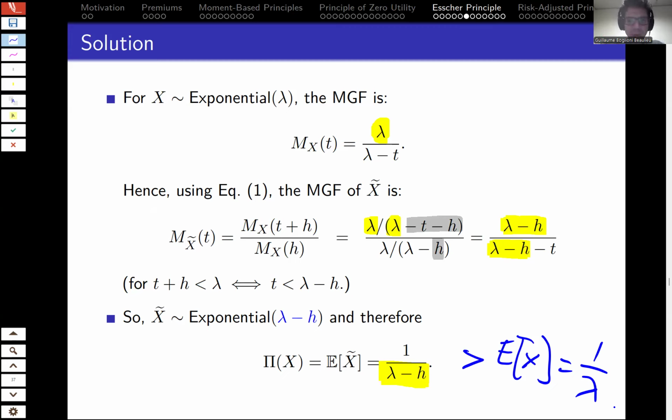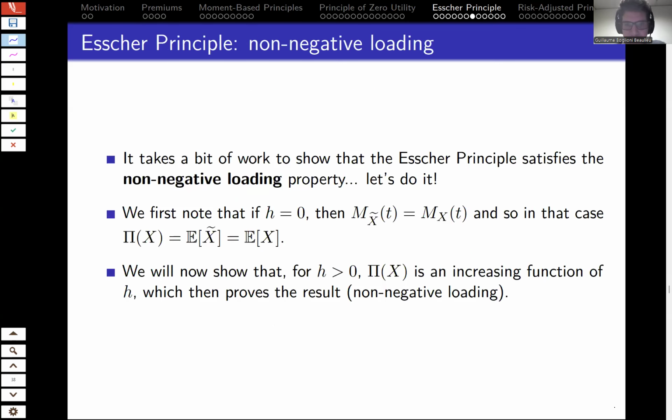Okay, now we go ahead with the properties. Again, by properties, I mean the axioms. We check if they hold or not. The first one is actually the hardest to prove, non-negative loading. So again, this just means that the premium cannot be smaller than the expected value of the risk.